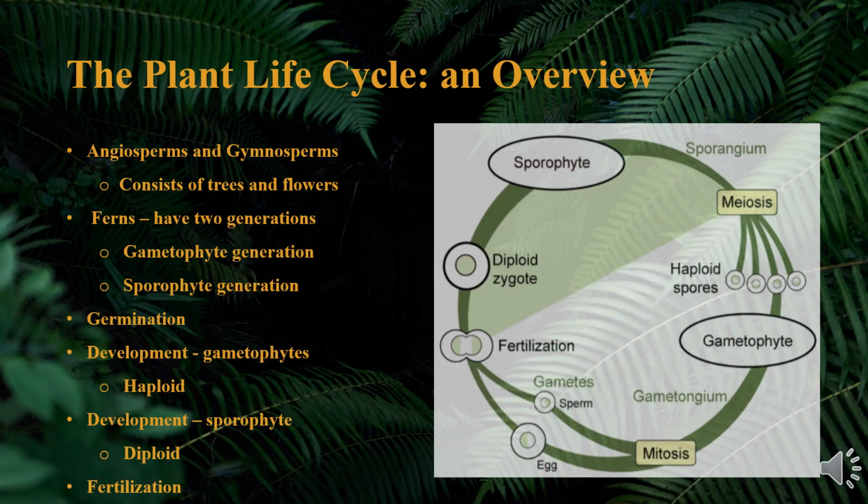Understanding the fern life cycle. When one hears the word plants, the picture that comes to mind might be an apple tree, a dandelion, or a pine tree. These are all examples of angiosperms or gymnosperms. Ferns are different from both of these groups of plants because they have a unique life cycle which alternates between two generations, the gametophyte and the sporophyte generations.